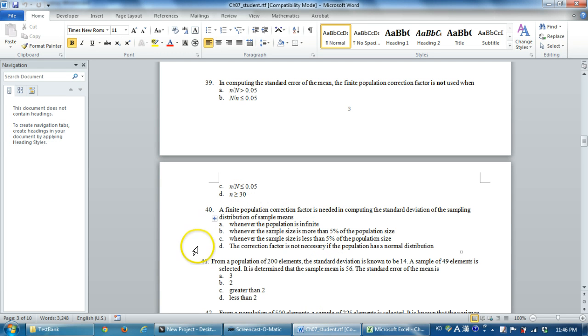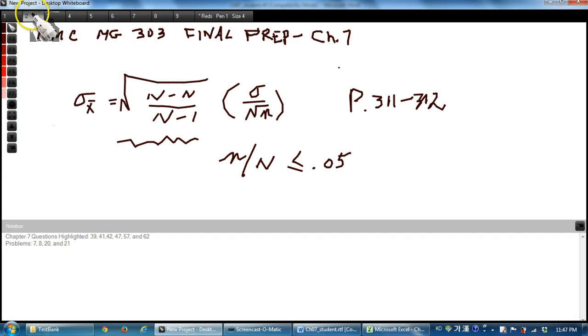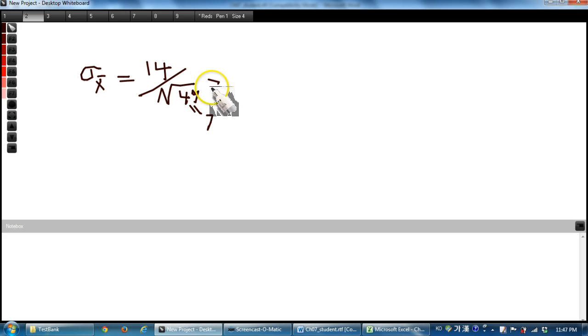Next question, 41. From a population of 200 elements, the standard deviation is known to be 14, and a sample of 49 elements is selected, and it's determined the sample mean is 56. Then what is the standard error of the mean? That is the standard deviation 14 divided by the root of 49, and the root of 49 is 7, so it turns out to be 2.